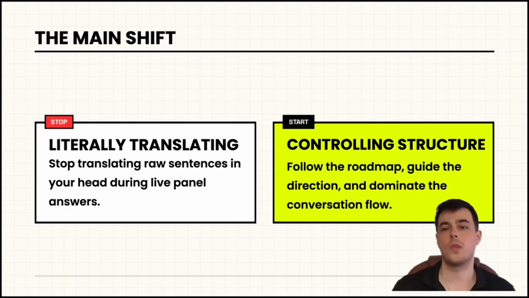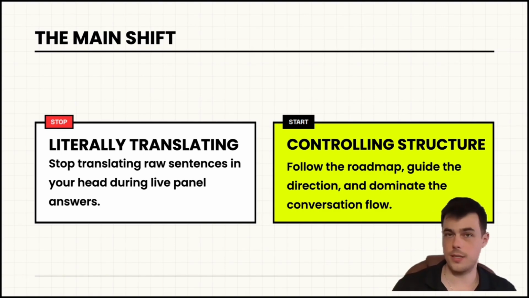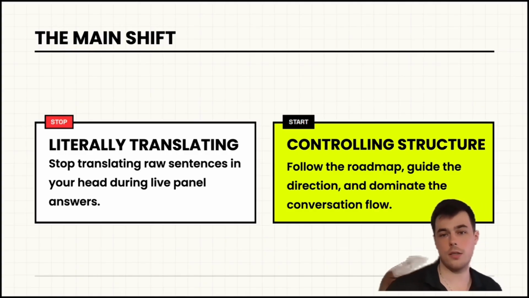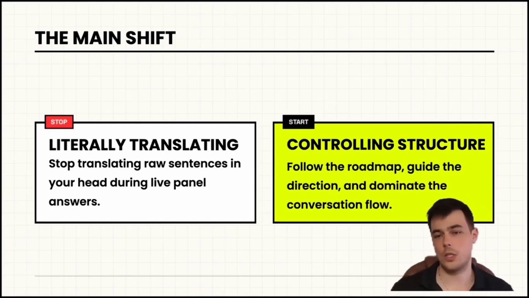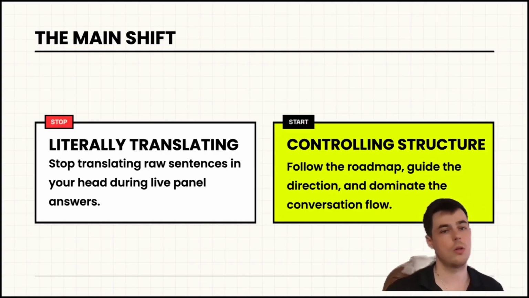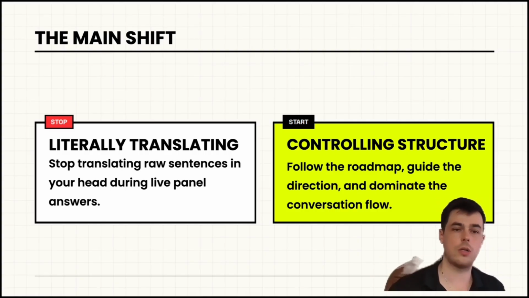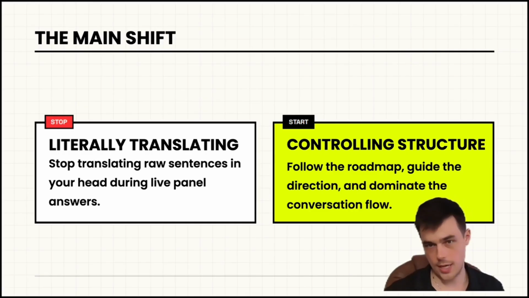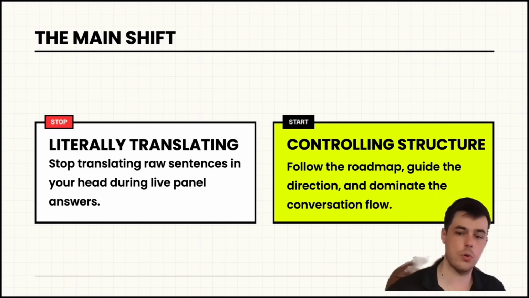Controlling structure. Follow the roadmap, or the plan set for the meeting or the roundtable discussion. Guide the direction and dominate the conversation flow. It's put quite strongly, just be in control. Be in charge. You're the authority. You don't need to wait for someone's response to give you permission. You do it. You take control. If you make a mistake, it's not the end of the world. Don't panic. Don't freeze up. Accept it, go around it, and keep moving forward.